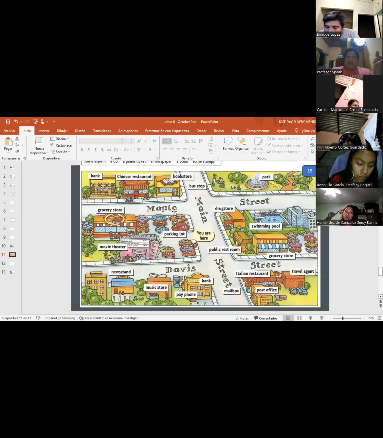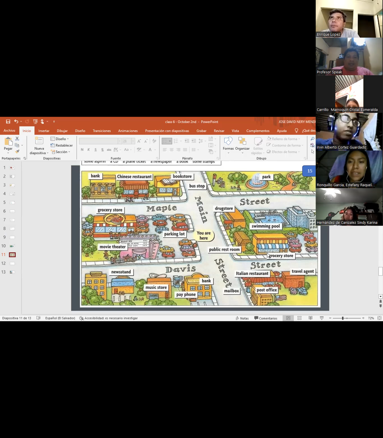So Jose, again, what's missing? There is a music store. Music store. There is a music store. All right. Thank you, Jose. Good job. Another volunteer. Next.